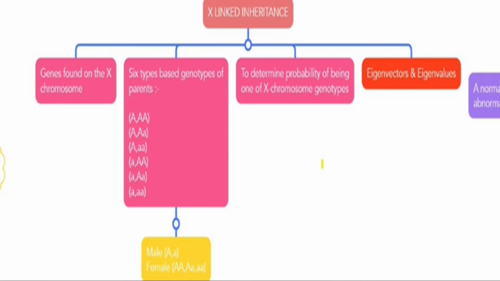What is X-linked inheritance? X-linked inheritance means that the gene causing the trait or disorder is located on the X chromosome. Females have two X chromosomes, males have one X and one Y. Genes on the X chromosome can be recessive or dominant. There are 6 types of genotypes of parents. Why do we use X-linked inheritance in genetics? As we want to determine the probability of being one of the X chromosome genotypes. X-linked inheritance can also be solved by using eigenvectors and eigenvalues.